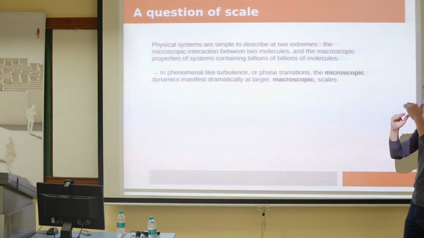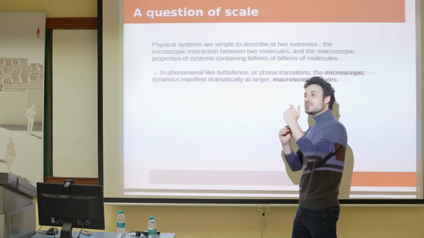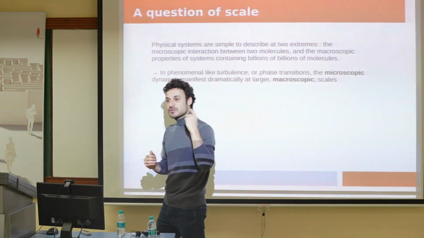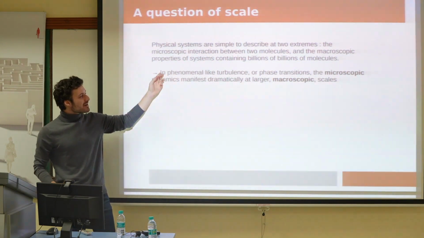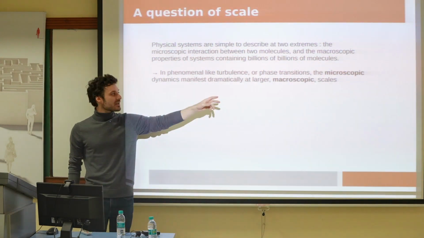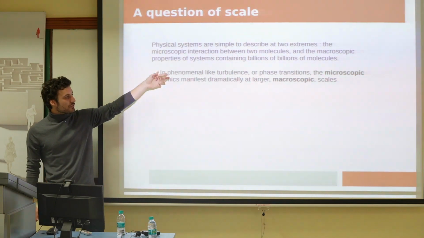But basically, we know that there are phenomena which kind of fall in between, right? Which require both knowledge of what happens at the large scale and knowledge of what happens at the small scale. And we already saw two of these examples, right? We saw turbulence and we saw phase transitions.